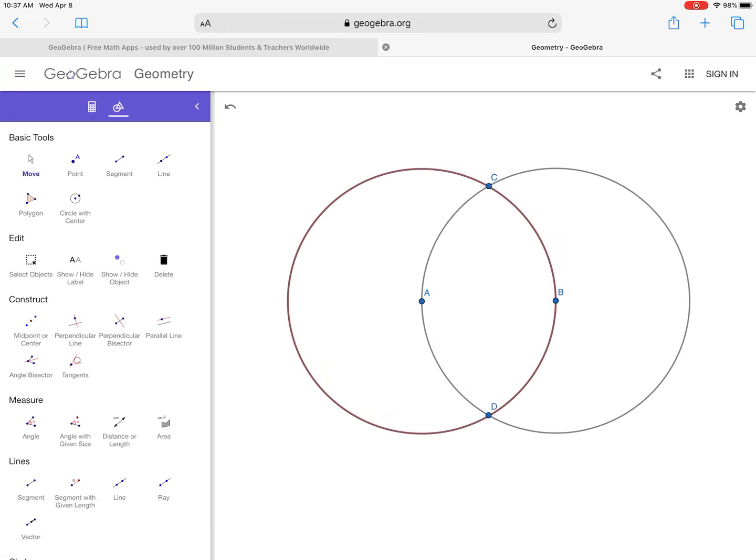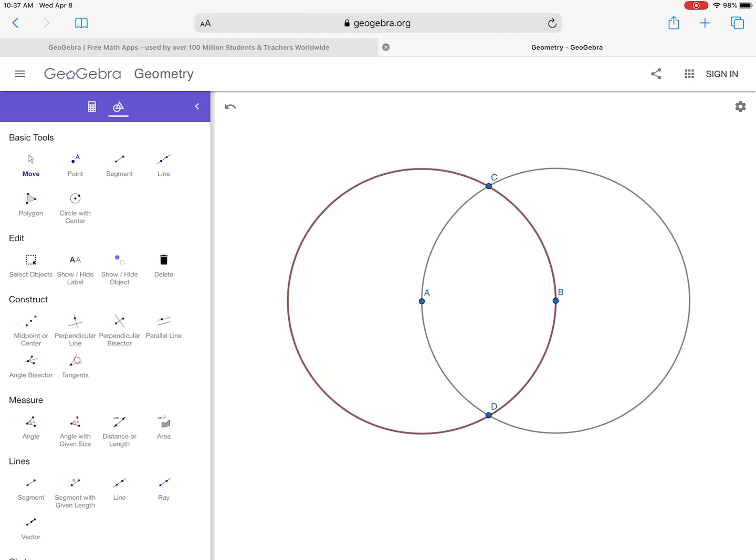And then let's talk about this. If we're looking at our main circle, the red one, we are going to create an equilateral triangle. An equilateral triangle has 3 sides, and all 3 sides are congruent. So if we were to connect A to B, that would be a radius. And CD is our perpendicular bisector.